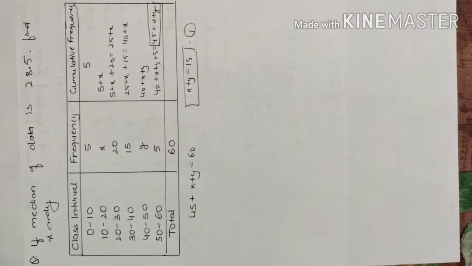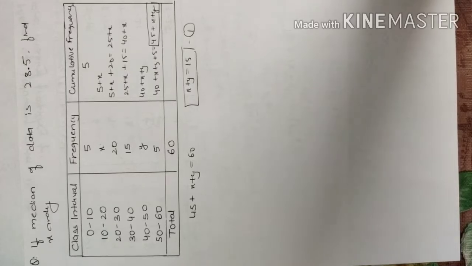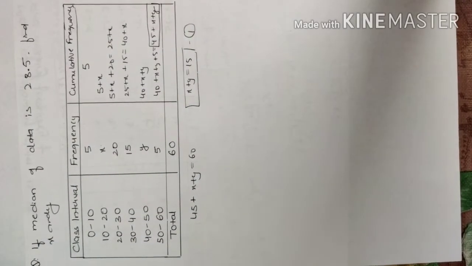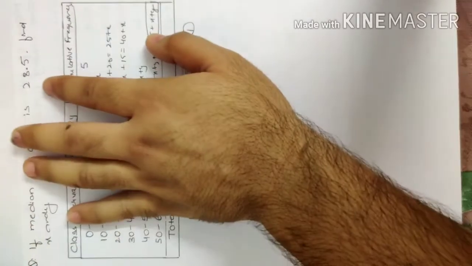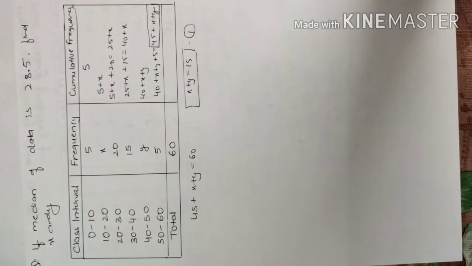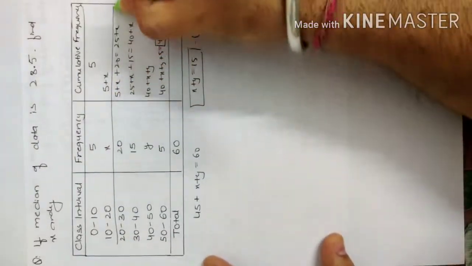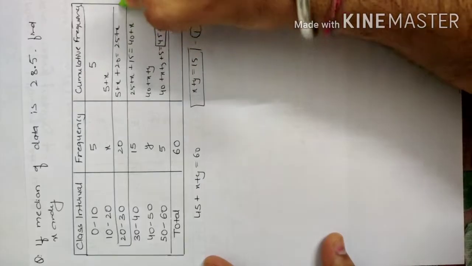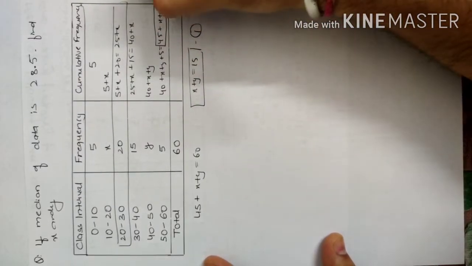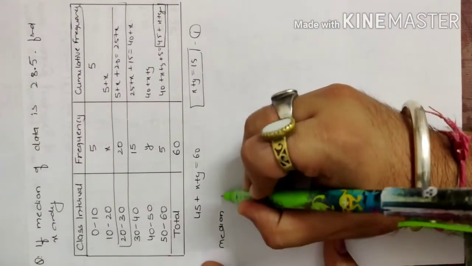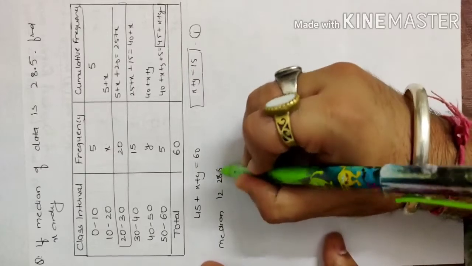Now the concept that we were using in the previous sum, that you first look at n, find n by 2, then look at the CF, okay, that is correct. But whenever you are given the median, never use the concept of n by 2. So now look, the median is given to be 28.5. Which range will 28.5 fall in? You can see that 28.5 can be obtained from this range, from 20 to 30. So mark this as your median class. So as you can see, the median is 28.5.